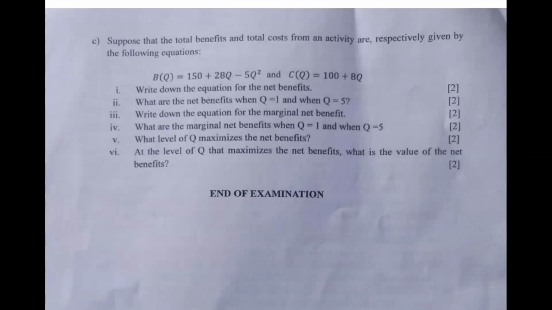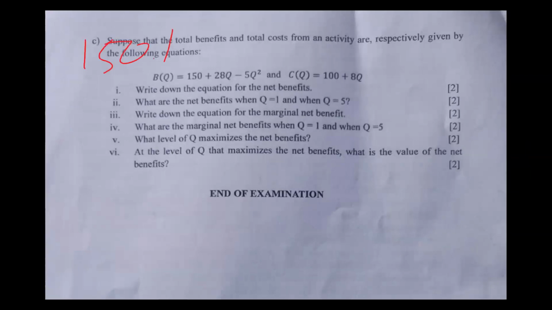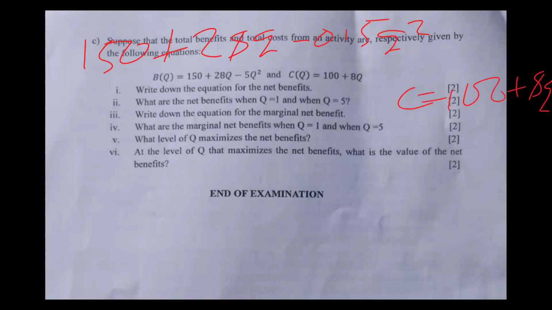Let's go to question C. Suppose that the total benefits and total costs from an activity are respectively given by these. These are the benefits: 150 plus 28Q minus 0.5Q squared. And then cost is just 100 plus 80Q. What are we asking? Write down the equation for the net benefits.